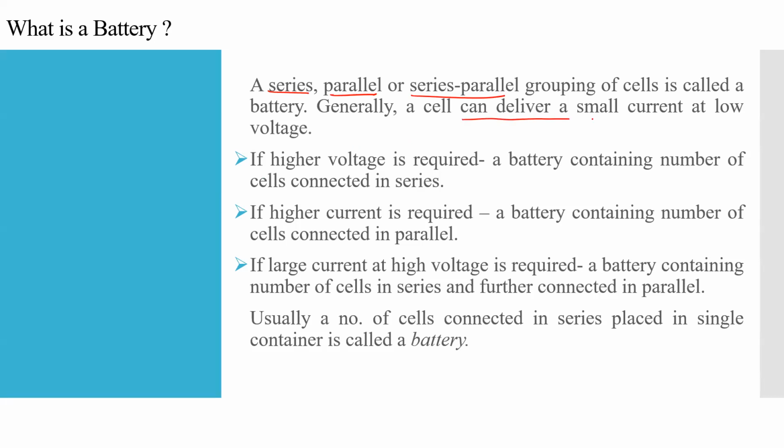Generally, a cell can deliver a small amount of current at low voltage. If higher voltage is required, then cells are connected in series. If higher current is required, then cells are connected in parallel. And if large current at high voltage is required, then a battery containing a number of cells in series is further connected in parallel. This series parallel connection makes a complete battery.